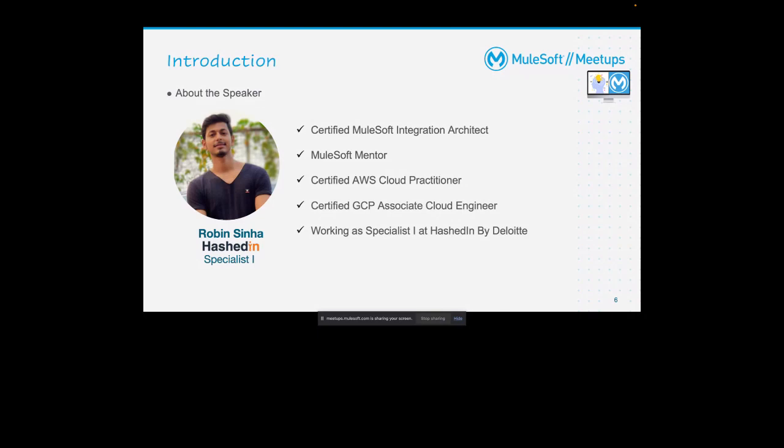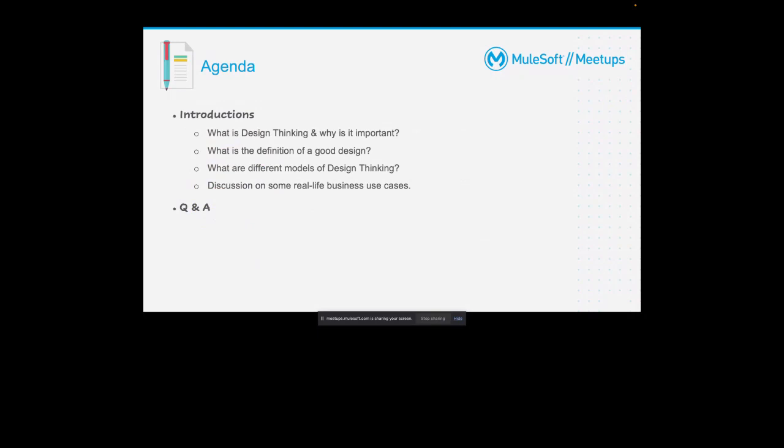So let's start with our topic. Today our agenda is to talk about what design thinking is and why it is important, what the definition of a good design is, what the different models of design thinking are, and some real life business use cases, how design changed the world. Then we'll have a follow-up Q&A and then we'll wrap up.